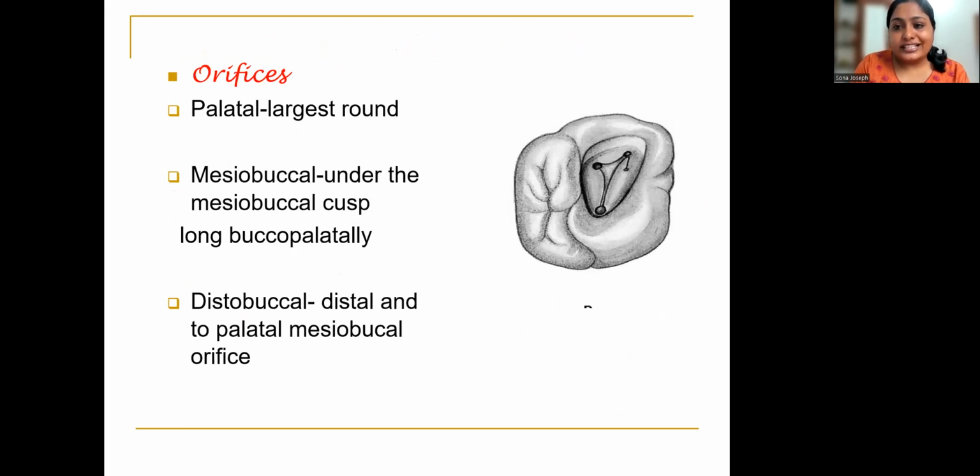So this is a picture of the occlusal aspect with an access cavity, and we can roughly see where the orifices are located. Palatal is the largest and round. It is present mesial to the oblique ridge, and if we trace the buccal groove, it is slightly palatal to the buccal groove. Mesiobuccal is under the mesiobuccal cusp. And distobuccal is slightly distal and palatal to the mesiobuccal orifice. As you can see in this picture, there is MB, DB, and palatal. And MB2 you can also locate just adjacent to the MB root.